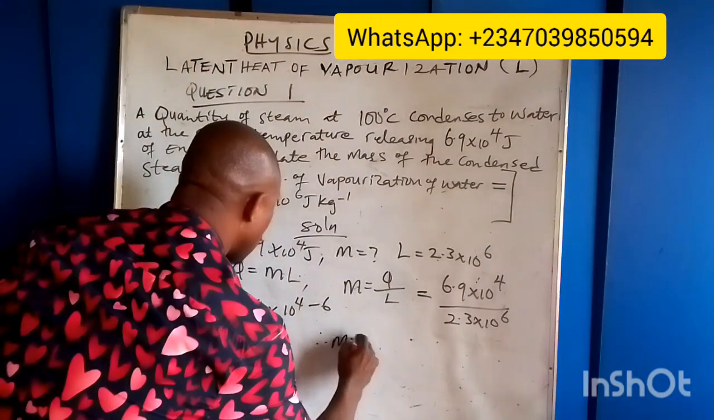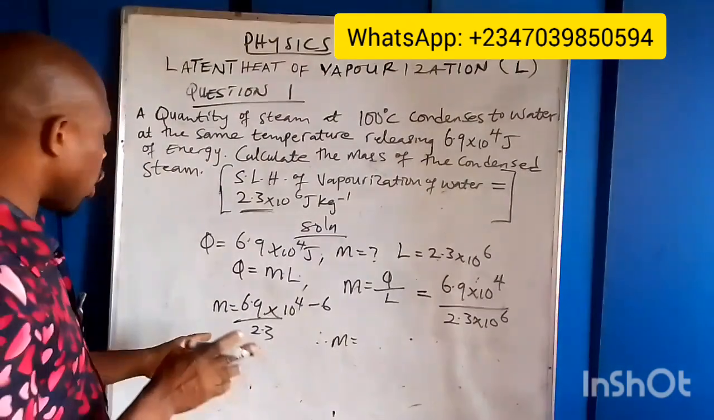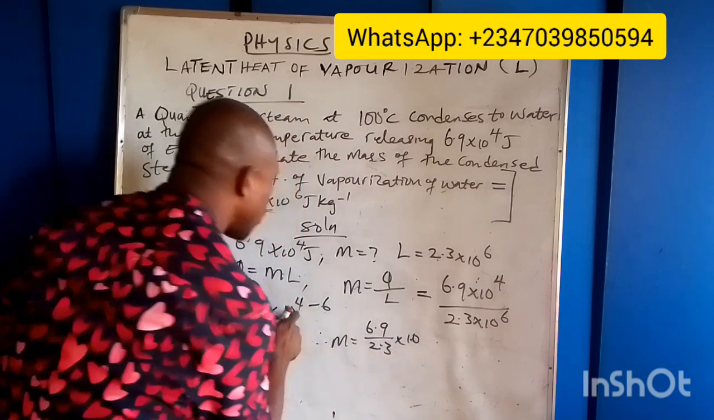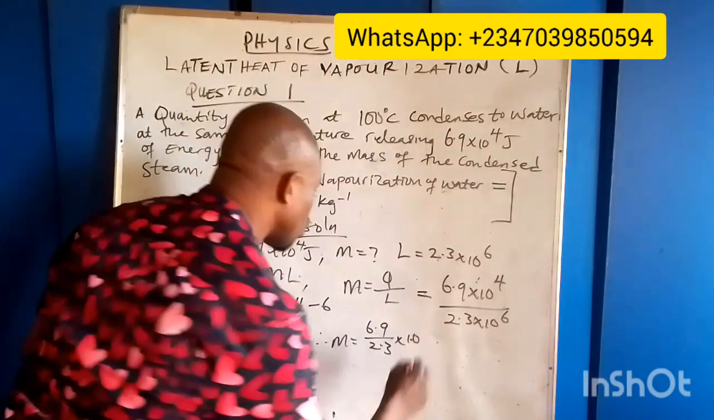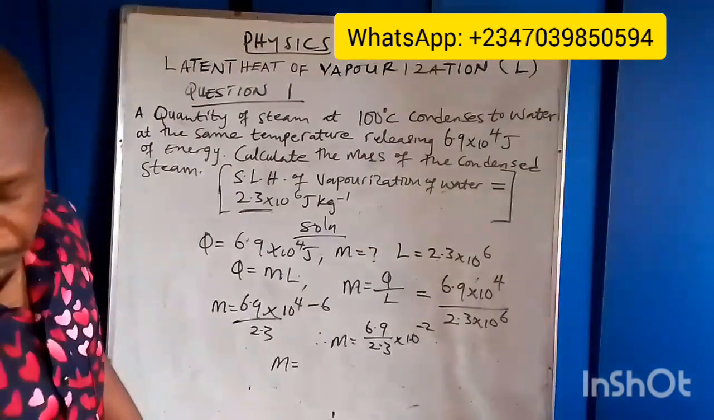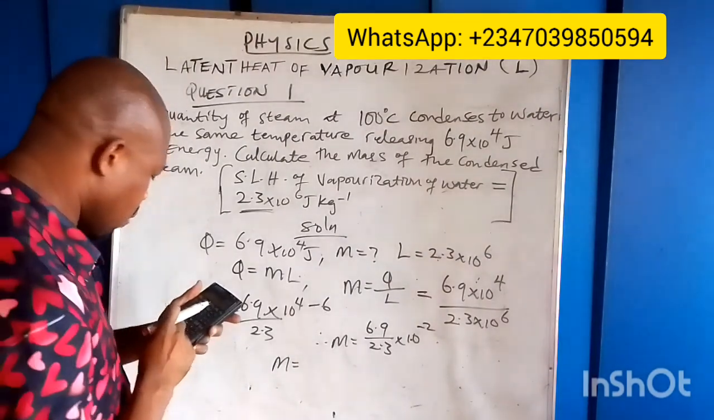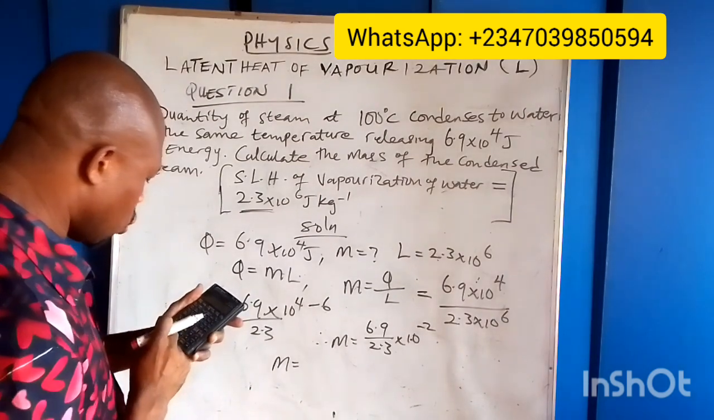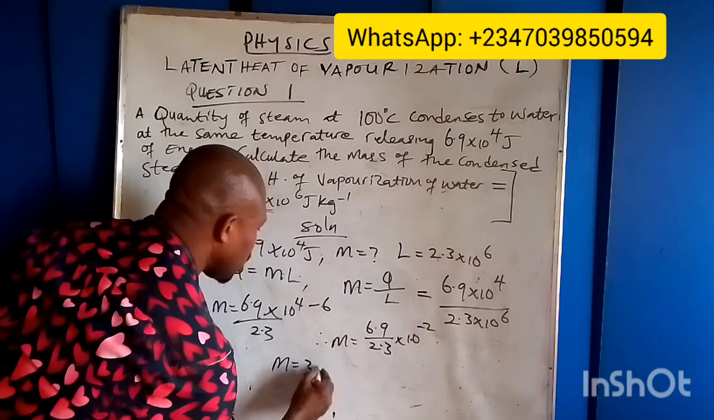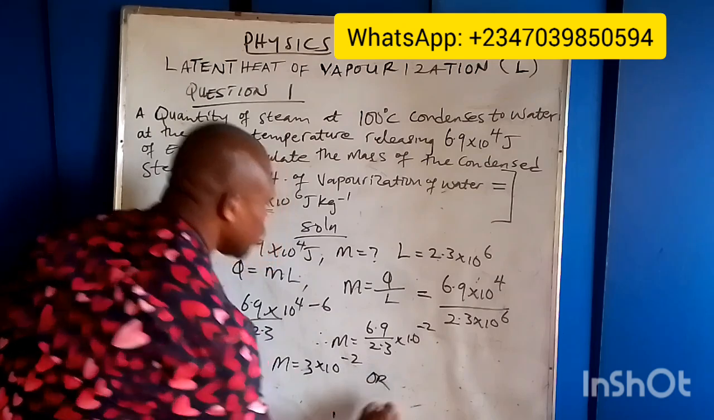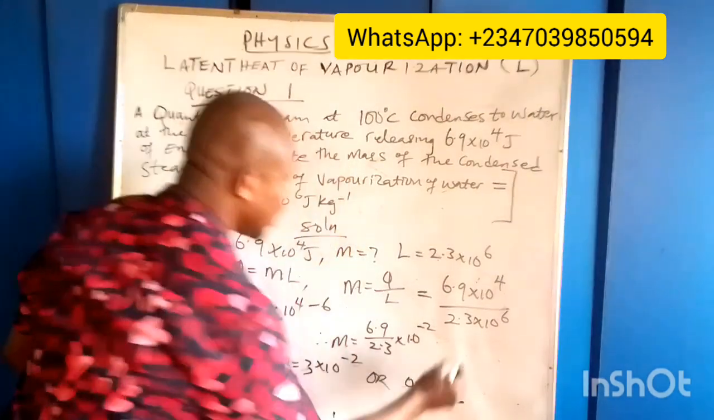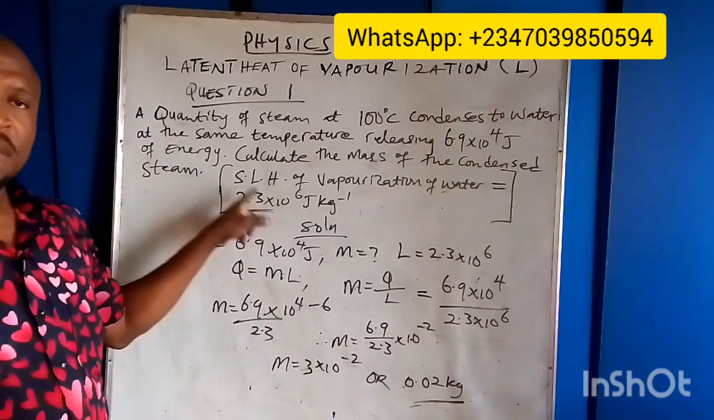all over 2.3. Therefore, m will give us, at this point you can now employ your calculator, 6.9 all over 2.3 times 10 raised to the power 4 minus 6, which will give us minus 2. So we now take this. From our calculator, 6.9 divided by 2.3 will give us 3. Therefore, the mass will give us 3 times 10 raised to the power minus 2, or this value is the same as writing 0.03 kg. So, this is the mass of steam that is condensed.